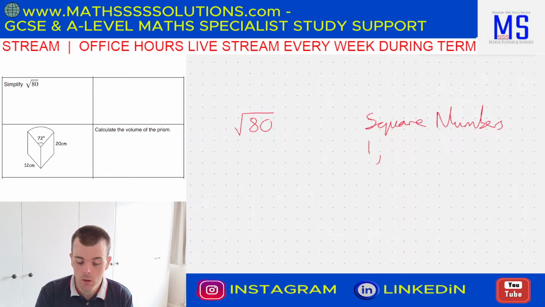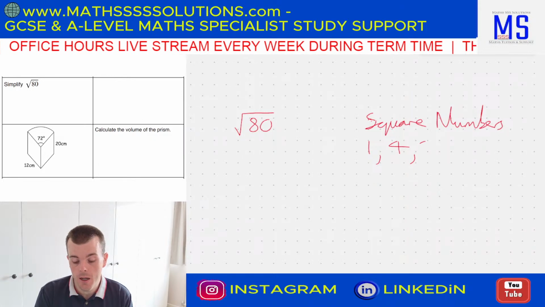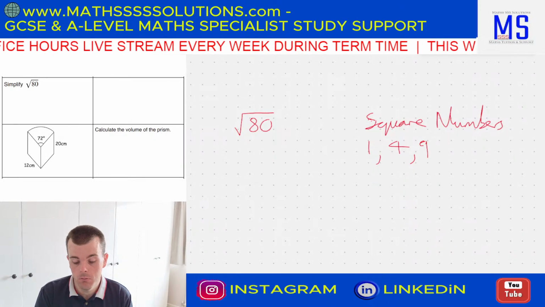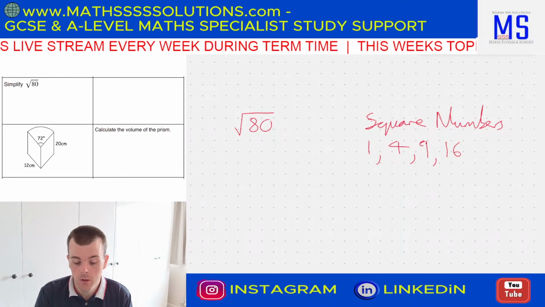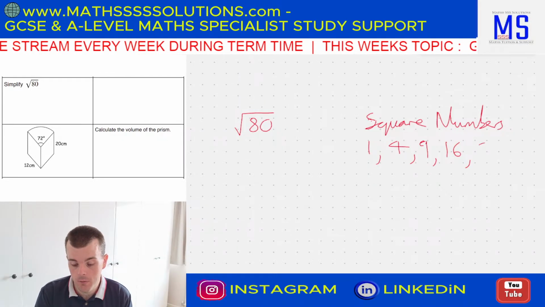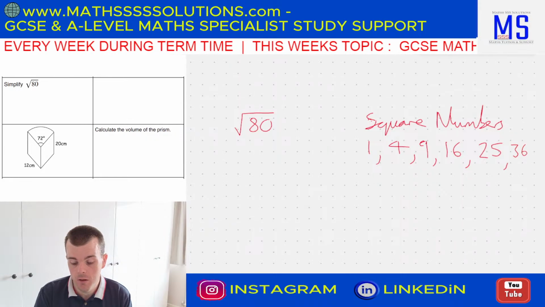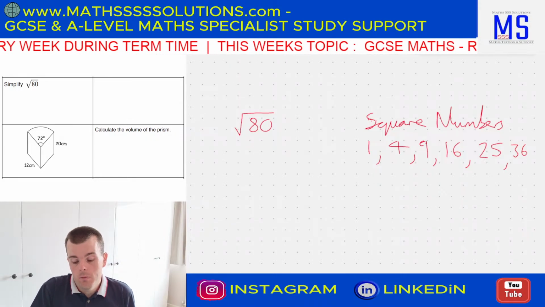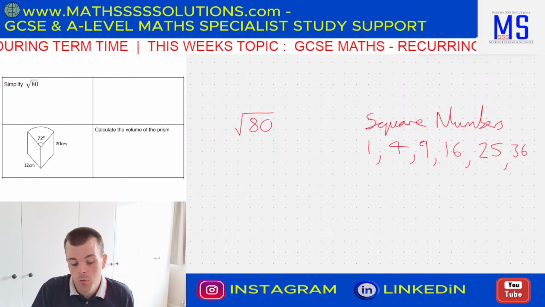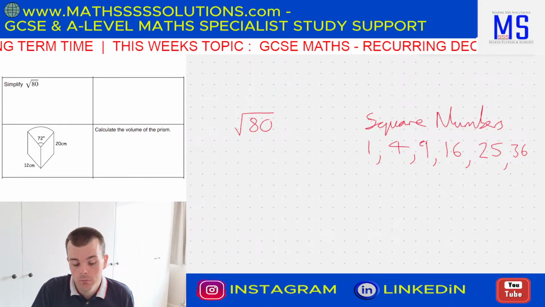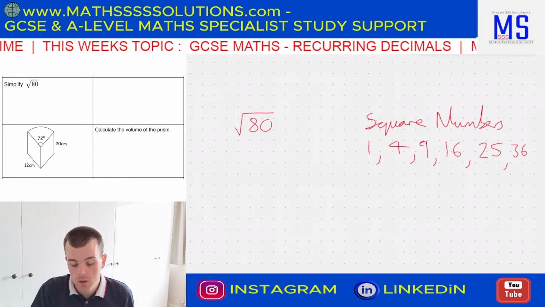1, 4, 9, because that's 3 squared. Then 4 squared is 16. And then 5 squared is 25. You carry on if necessary. But 49 will not be a factor of 80. Neither will 64. 36 is not, 25 is not.